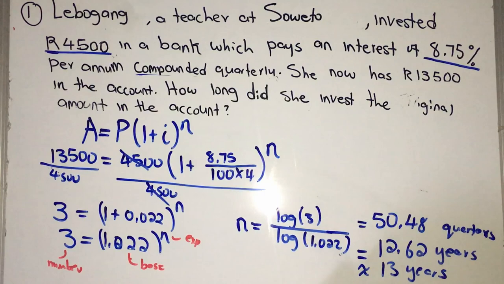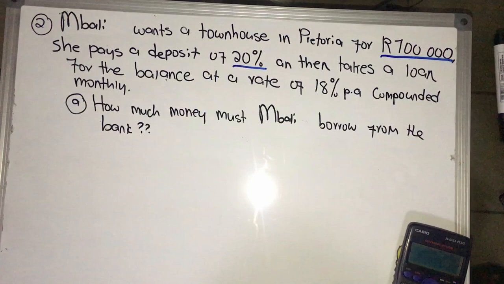All right, so our next question. Mbali wants to buy a house in Pretoria for 700,000 rands. Okay, so she pays a deposit of 20% and then takes a loan for the balance at the rate of 18% per annum, compounded monthly.